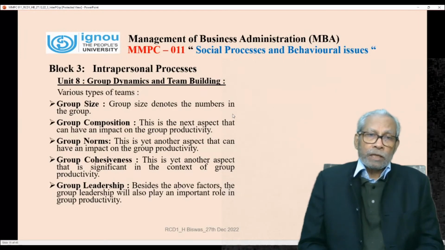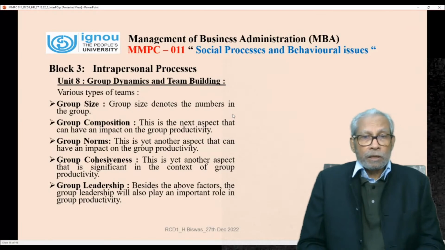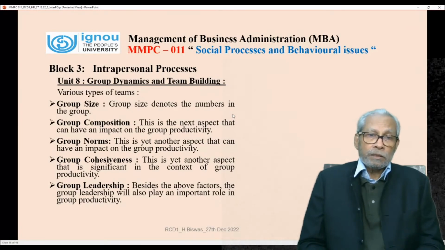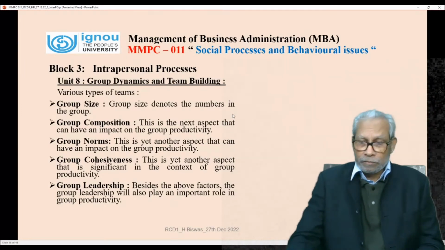So group composition, again, is the next aspect of the impact on group productivity. Group norms are yet another aspect that can have an impact on group productivity. Then group cohesiveness is yet another aspect significant in the context of group productivity and leadership as well.